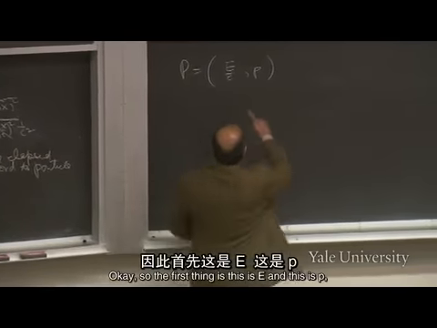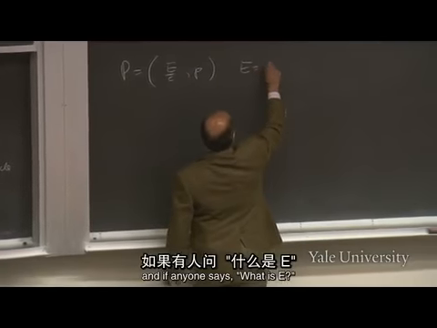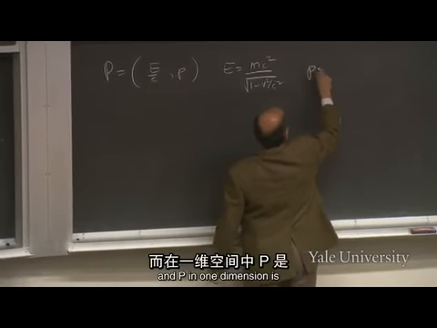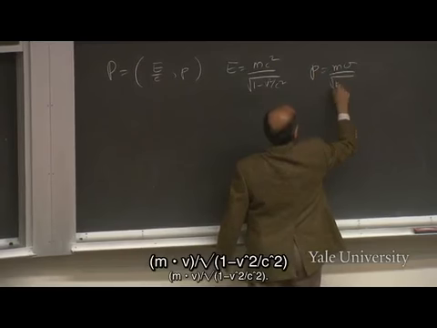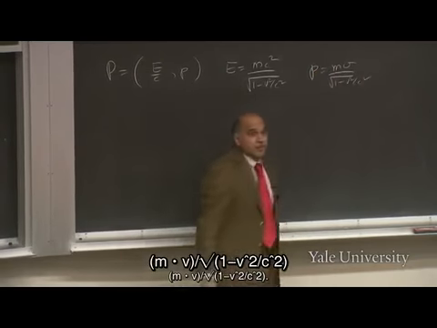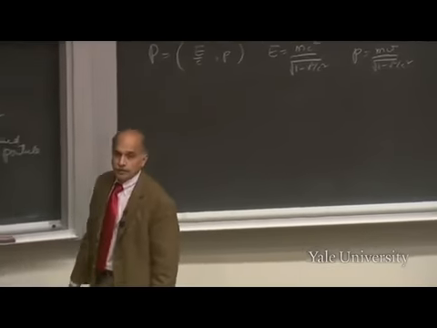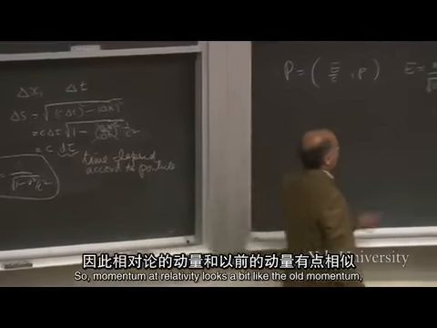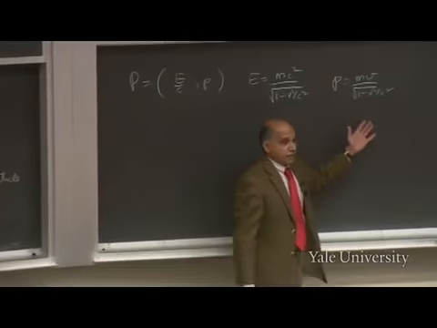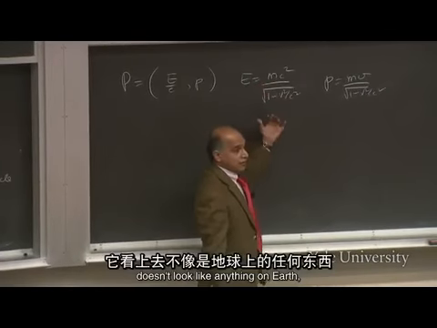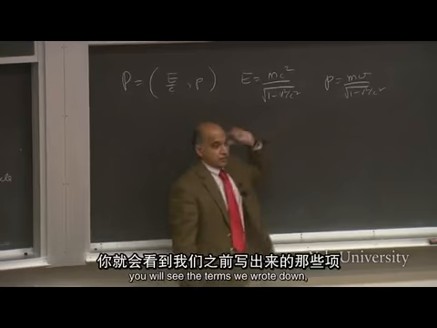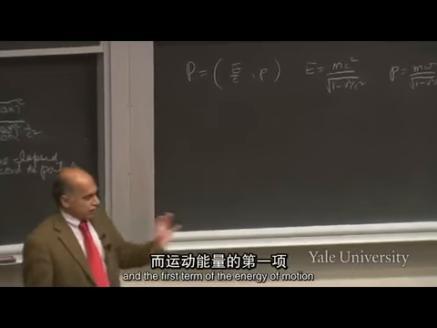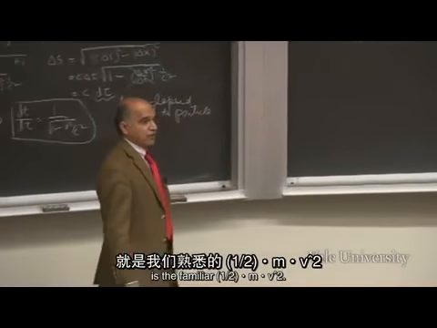Okay, so the first thing is, this is E and this is P, and anyone says, what is E? It is mc squared divided by the square root of 1 minus v squared over c squared, and P in one dimension is mv divided by the square root of 1 minus v squared over c squared. This you must know. So momentum in relativity looks a bit like the old momentum, but it's got this ubiquitous factor. And energy looks really weird, doesn't look like anything on Earth, but if you expand this in powers of v, you will see the terms we wrote down: rest energy plus everything else, which you can call energy of motion. And the first term in the energy of motion is the familiar 1/2 mv squared.